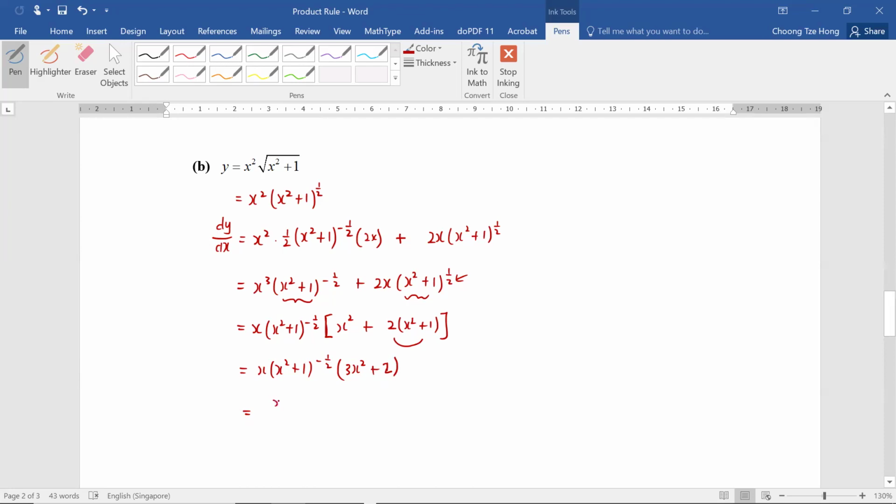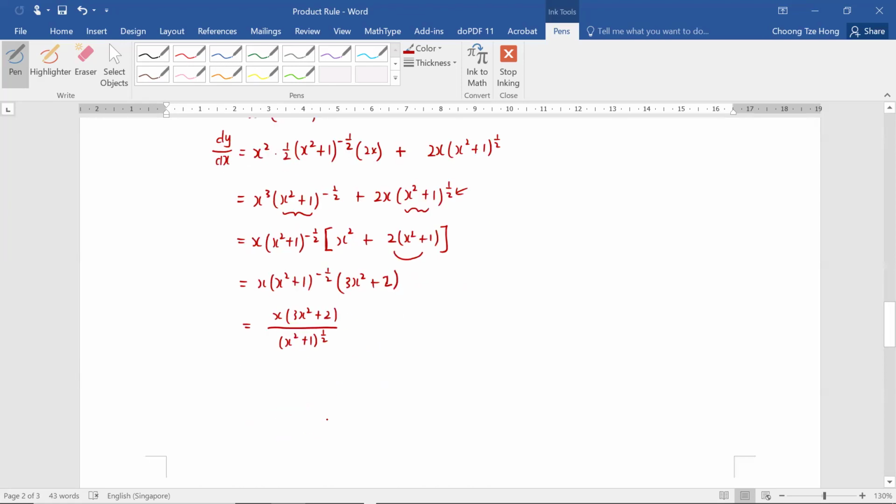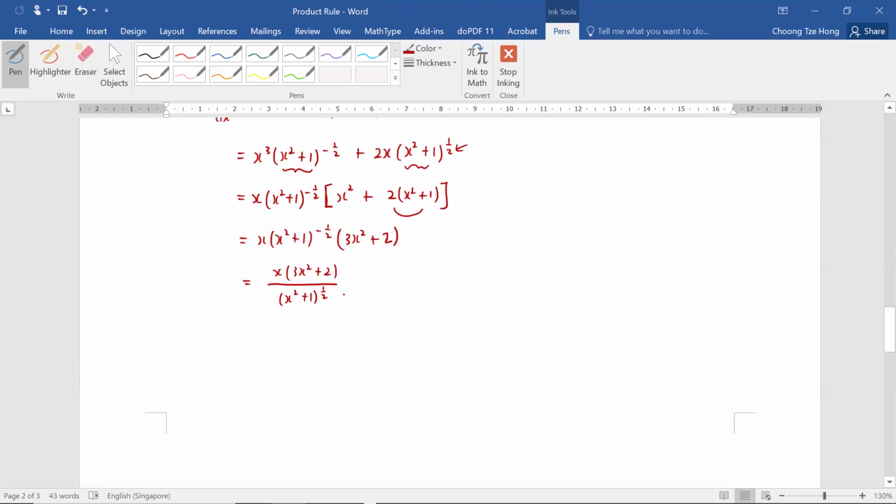So let's put it. This one goes below again to make it a positive index, and let's finally just put it in the square root form. So you get x times 3x squared plus 2 over square root of x squared plus 1. Right, so not too difficult. So go and practice multiple questions on this, and you will definitely be able to get the hang of it rather quickly.